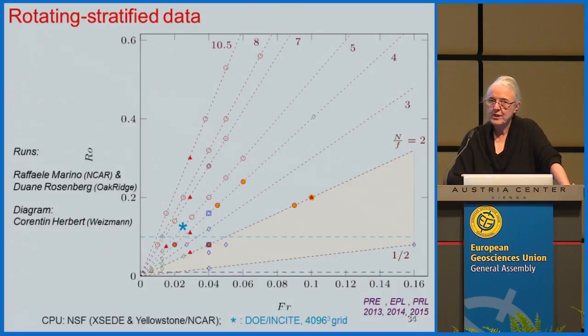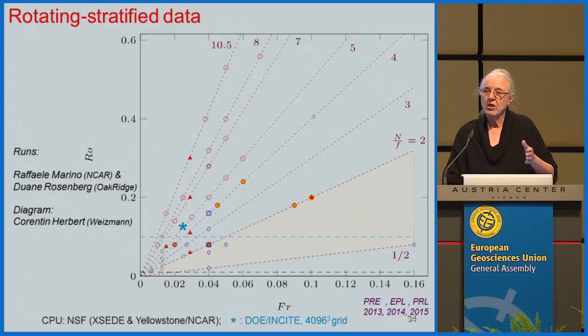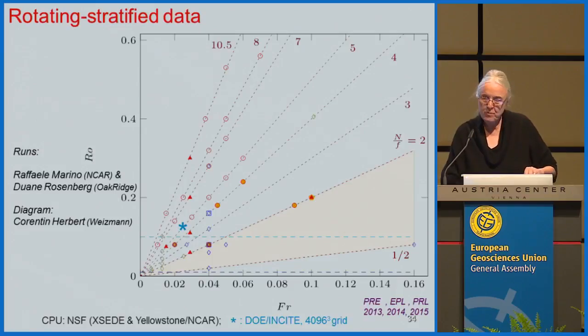And then you do an exploration of parameter space. This is completely crazy because you have so many parameters. You explore at fixed Froude along a vertical varying the rotation. You explore along a horizontal at fixed Rossby varying the Froude number. And then you also explore at fixed N over f.